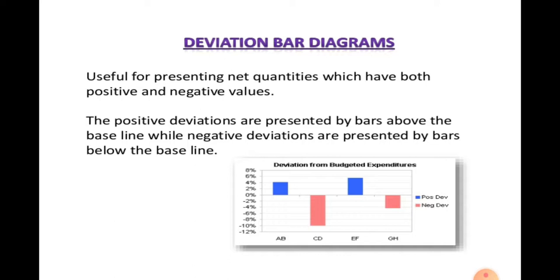baseline. Dear students, we have 4 quadrants. In first quadrant, all the values are positive. In second quadrant, x is negative and y is positive. In third quadrant, x and y both are negative. In fourth quadrant, value of x is positive and y is negative. So when we draw deviation bar diagram, our diagrams will be in first and fourth quadrant.